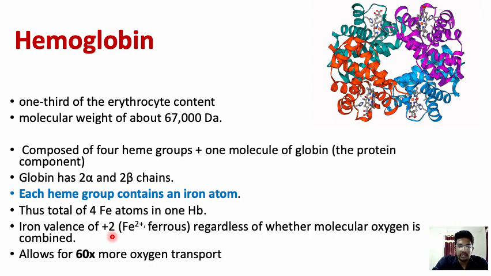The iron valence is +2. Whether it has oxygen or not, it must have the valence status +2. Please don't think that when it is oxygenated or deoxygenated, the valence changes. No, the valence doesn't change. Because of the presence of this iron in the hemoglobin, the blood transport of oxygen is increased by 60 times.